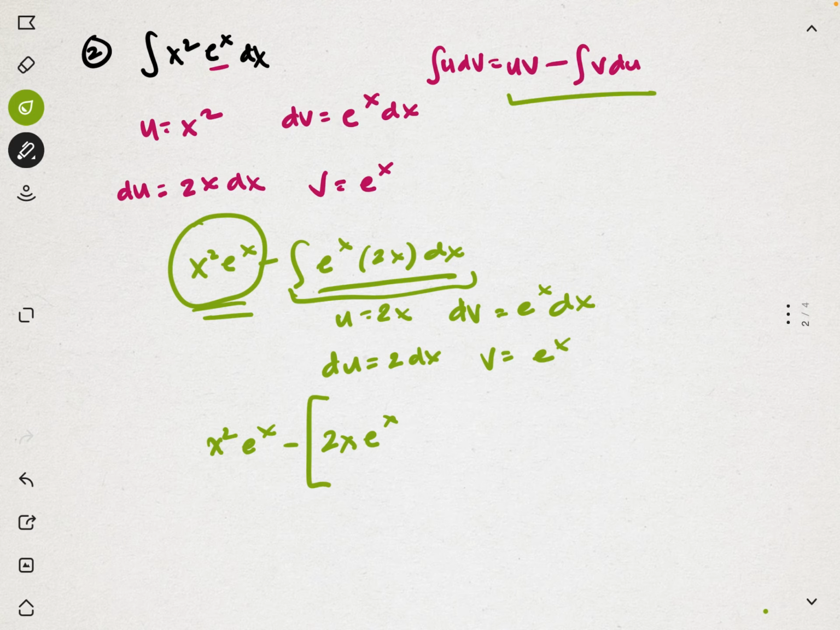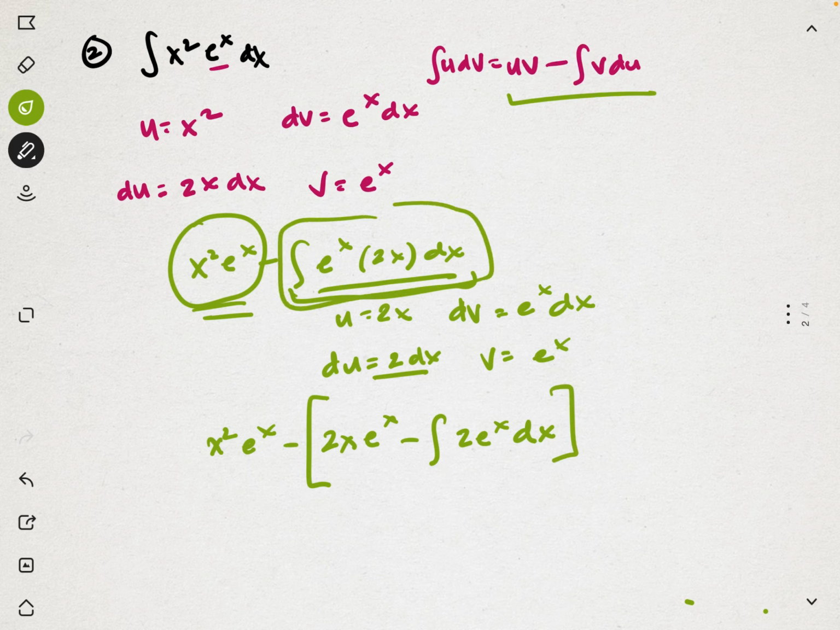and then minus the integral of v du, so e to the x, or 2e to the x dx, right? Du is 2. Okay, notice I'm putting brackets around it because we're subtracting that whole thing, right? It's minus this whole thing. So whatever we do to that, we just got to keep expanding it.